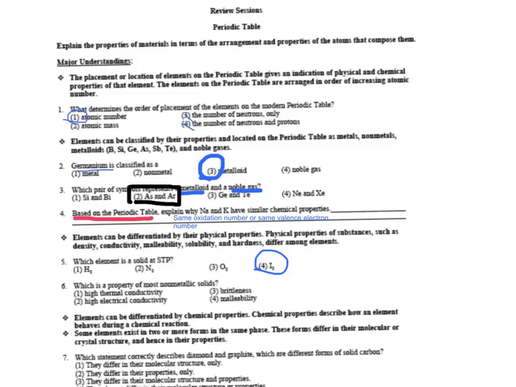Question number 6 asks us to find properties of most non-metal solids. So we know that non-metals are poor conductors. They're actually insulators. So these high conductors are eliminated. And non-metals are not malleable. Metals are malleable. So non-metals are brittle. They tend to fall apart.